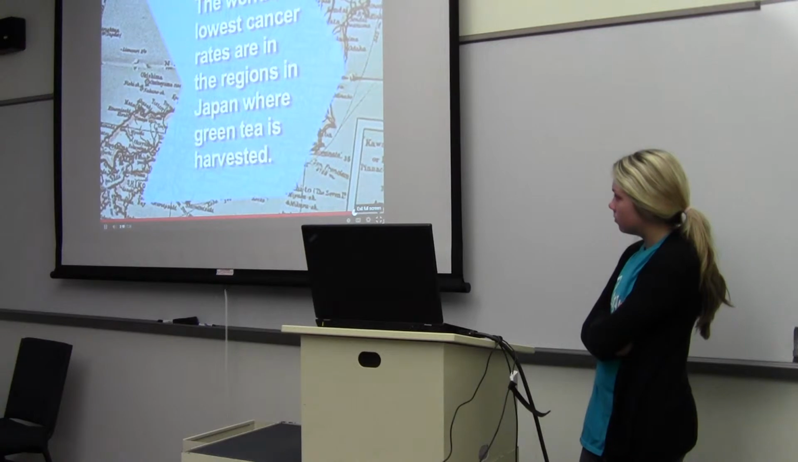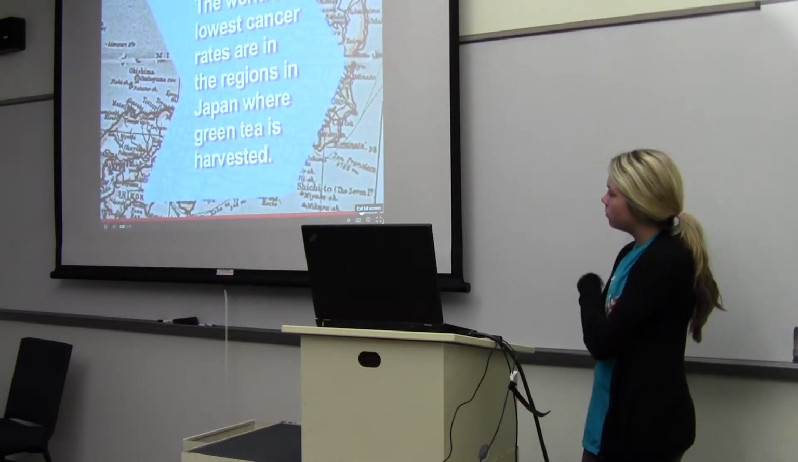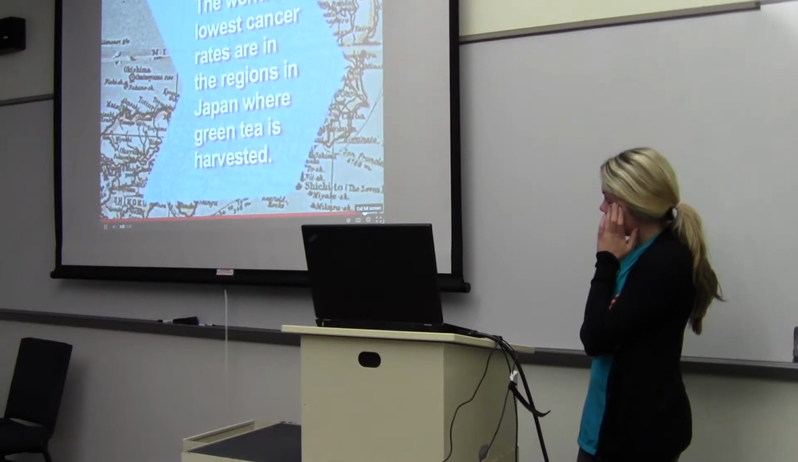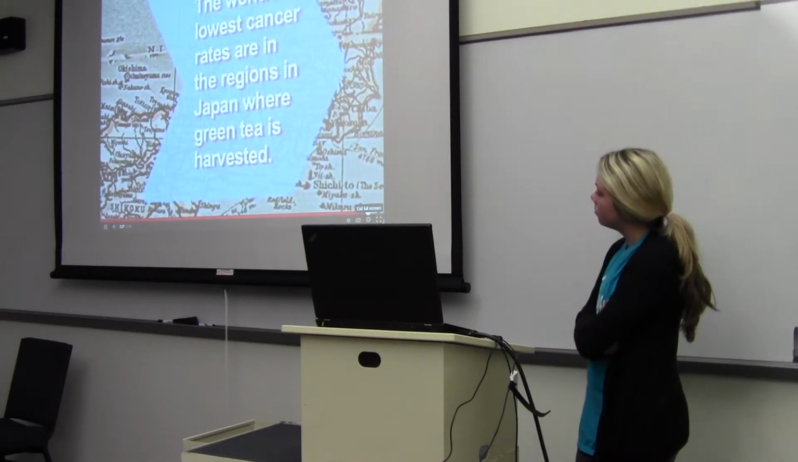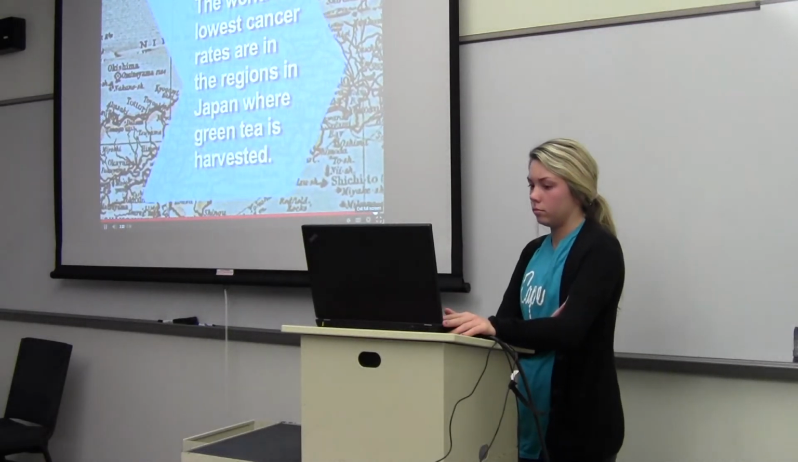Did you know the lowest rates of cancer in the world are in the Japanese regions Uji and Shizuoka, where most of that country's green tea is harvested? People in those areas drink more high-quality green tea per capita than residents of any other area of Japan.